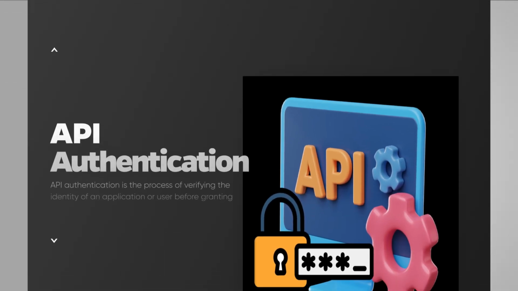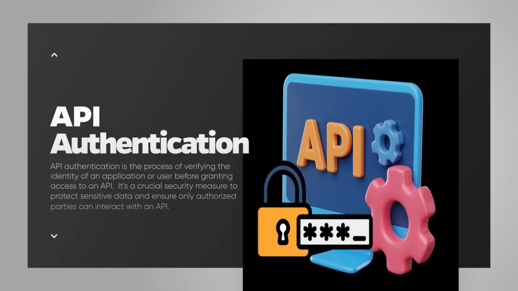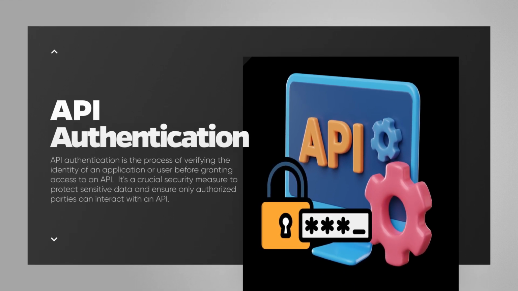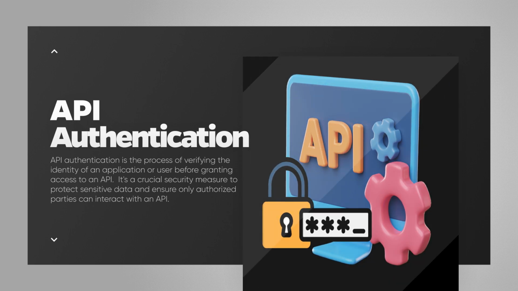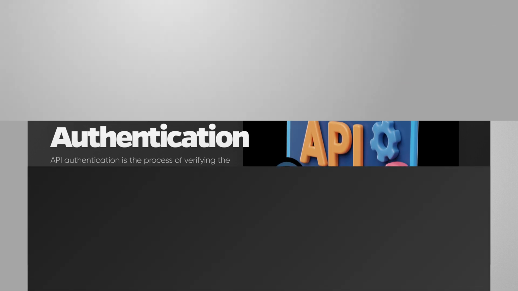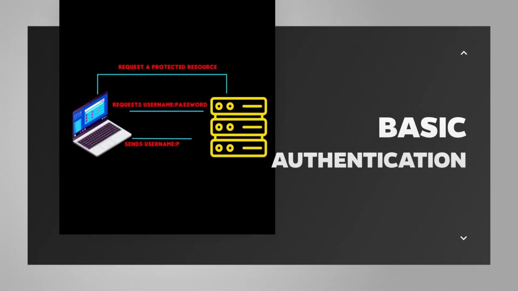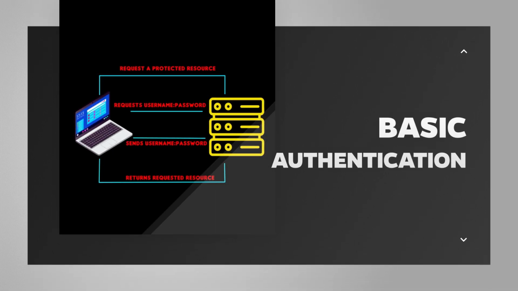API authentication is the process of verifying the identity of an application or user before granting access to an API. It's a crucial security measure to protect sensitive data and ensure only authorized parties can interact with an API. There are several different ways of doing API authentication. We will start with the basic authentication method.